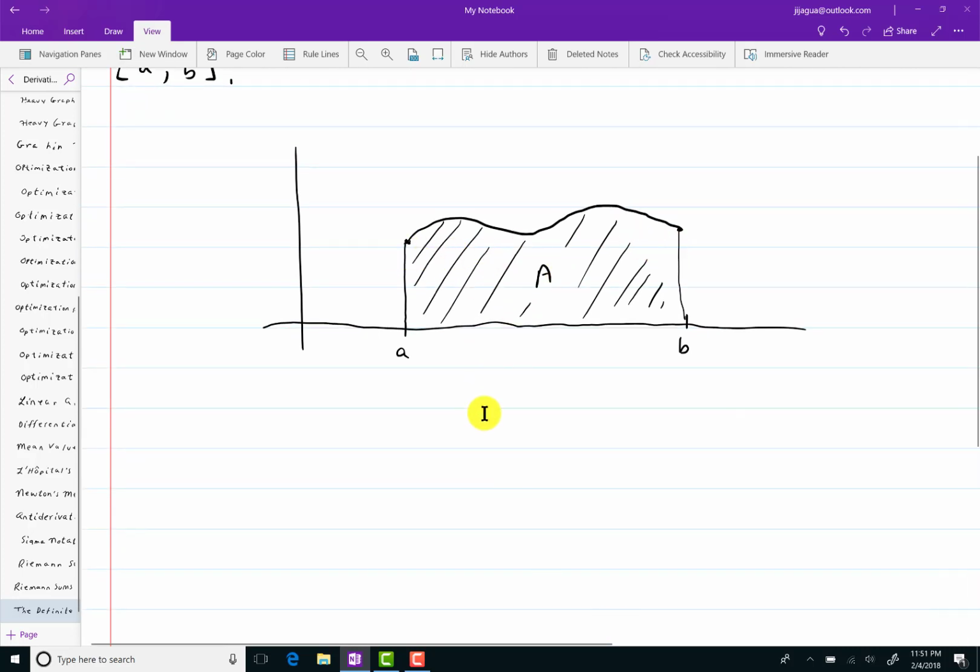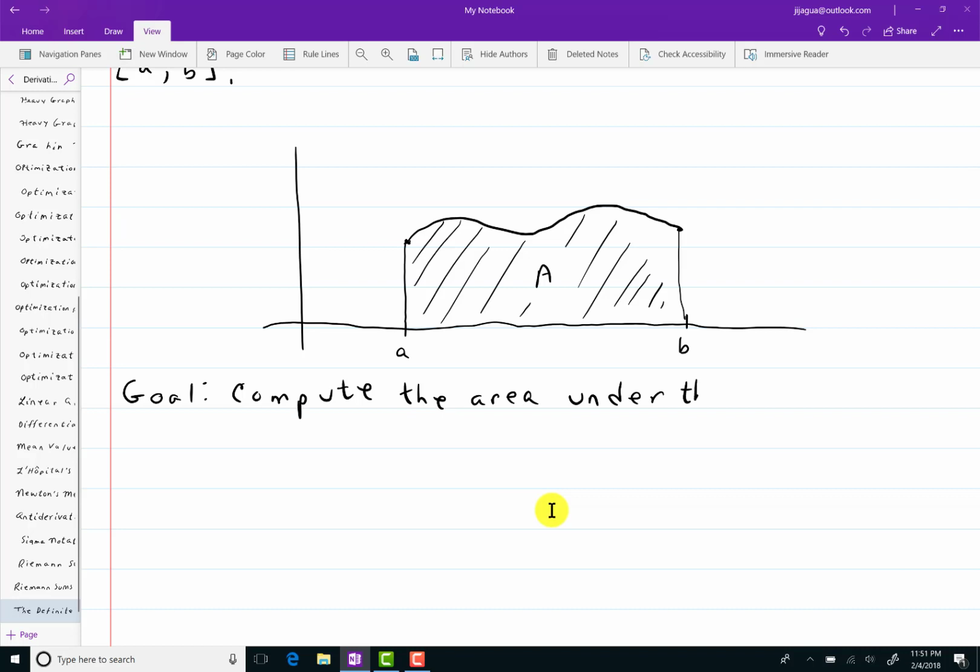So the goal of everything here, let's put it as our goal statement: the goal is to compute the area under the curve, above the x-axis, and between A and B.